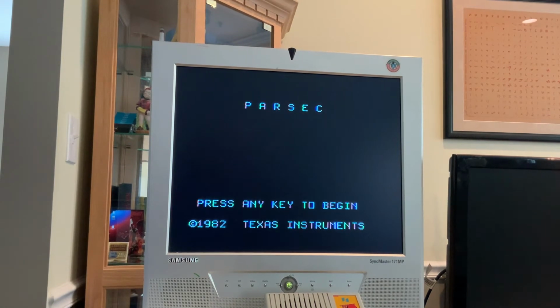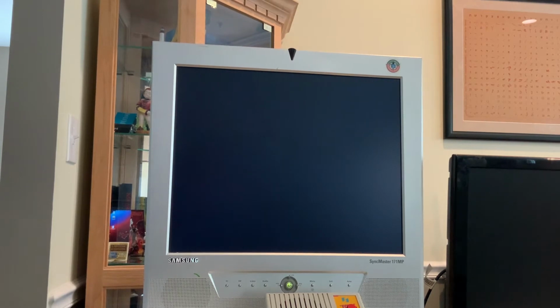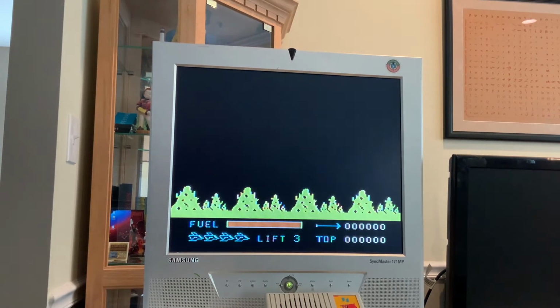So 40 years ago, we had a game called Parsec for the TI 99/4A, and it used the speech synthesizer.